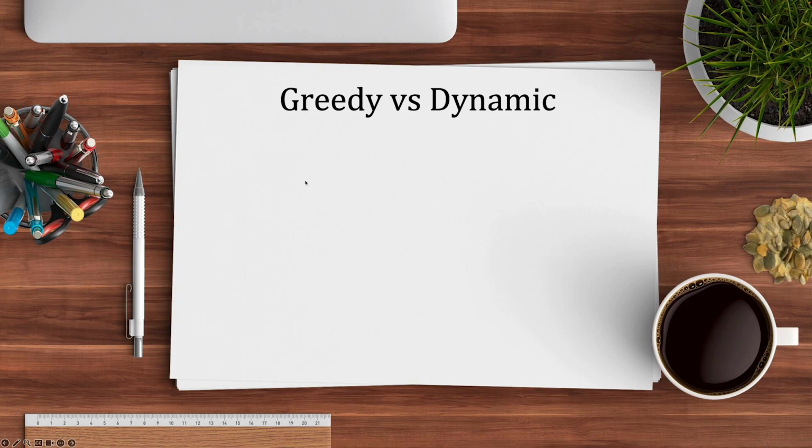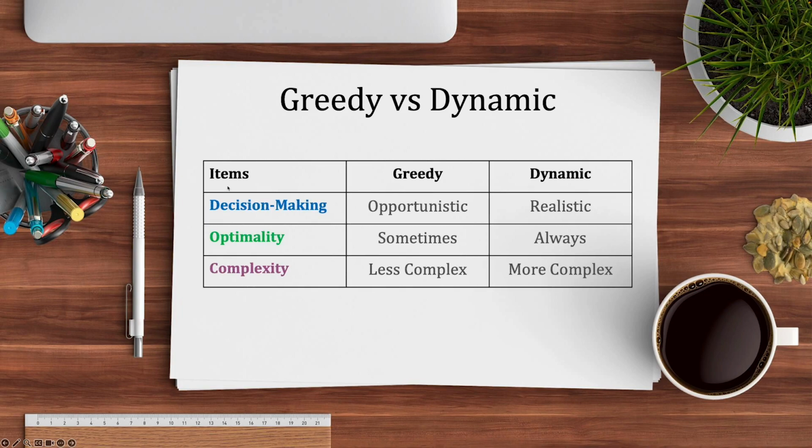let's break down the key differences between greedy and dynamic programming. I have a bunch of different categories that I would like to use to compare these two, and I think the most important ones here are decision making, optimality, and complexity. When it comes to decision making, greedy algorithms make decisions based on the current best option without considering the long-term consequences. They are opportunistic in a way. They choose what seems best at each and every single step. While dynamic programming considers the big picture, every possible solution, and then tries to find the best.